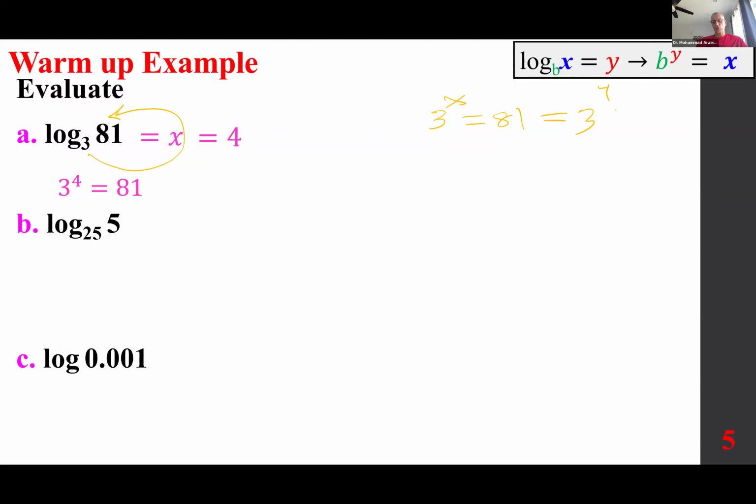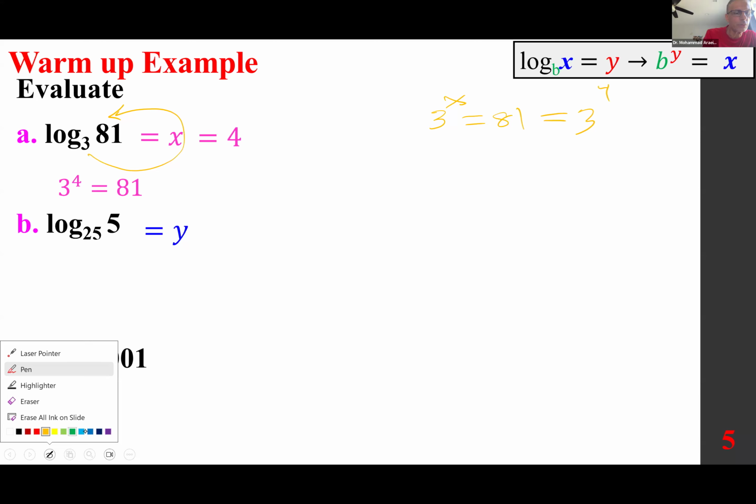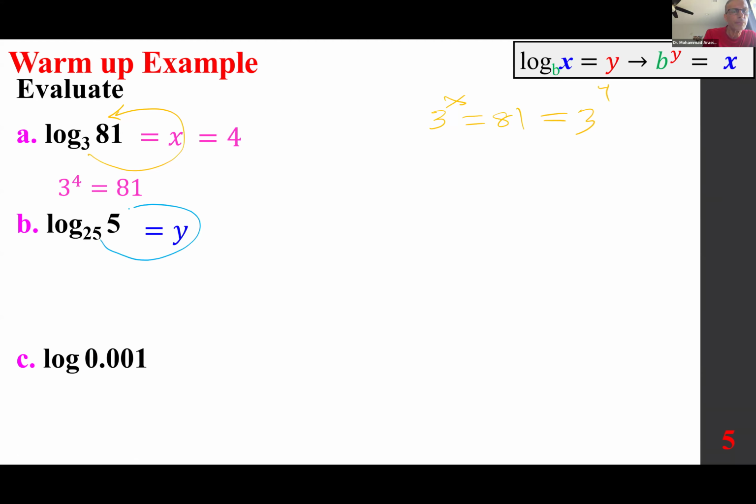What about log 5 base 25? Let's say we don't know the answer. We are going to go with an exponential format. According to this, 25 to the power of y must be 5.